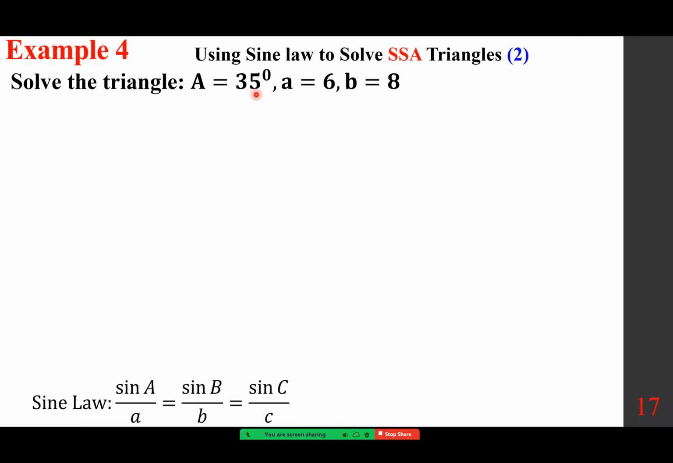A is 35 degrees, lowercase a is 6, b is 8. And we want to solve it, meaning we want all sides, so one more side, we want all angles, 2 more angles. So we are going to use 2 of these. Because A is known and lowercase a, sine A over a, sine of 35 degrees over 6. And then since b is known, sine of B over 8.